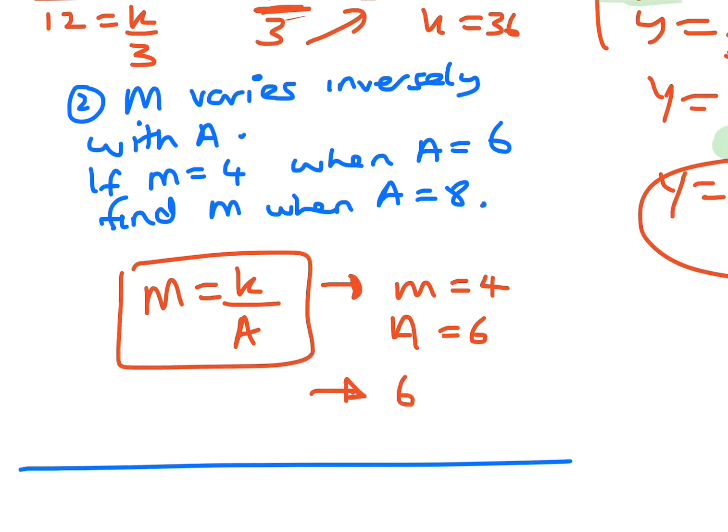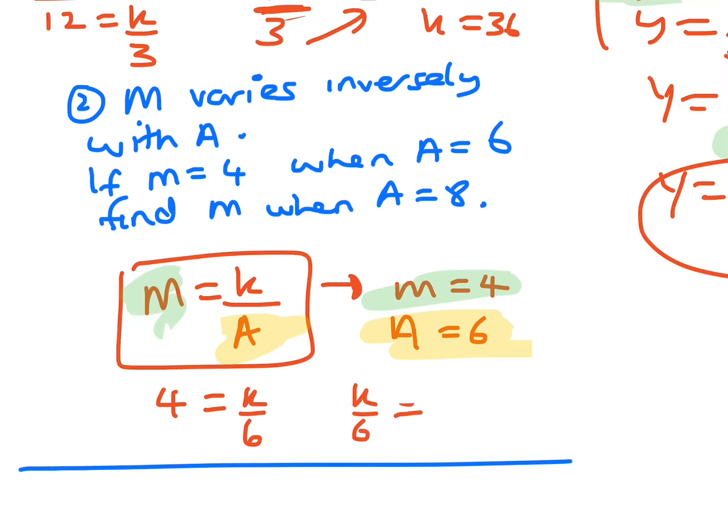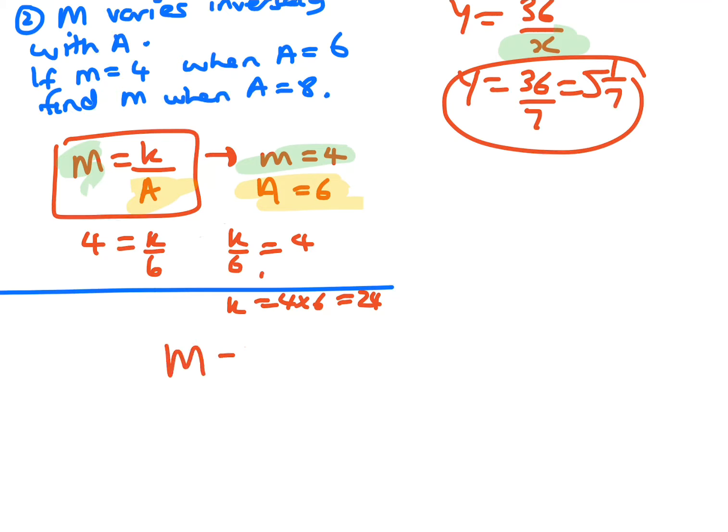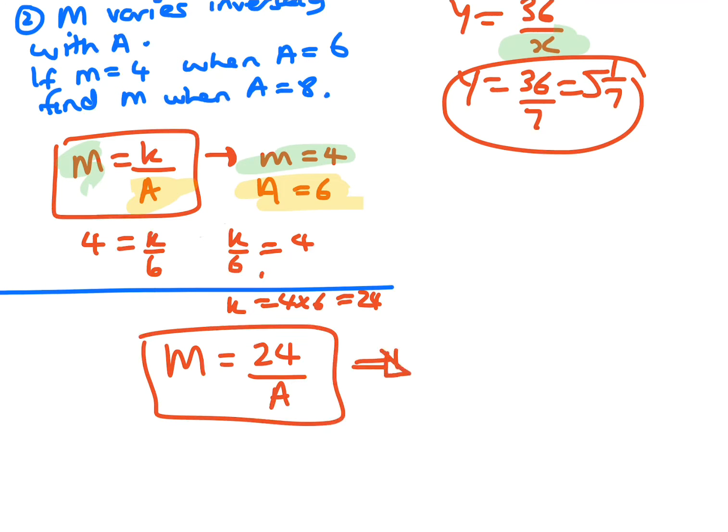So that means that 4, because we've got to sub in for m, we have to sub in the 4. And for a, we have to sub in the 6. So that means that 4 equals k over 6. So k over 6 equals 4. So k equals 4 times 6, which is 24. So what that basically means now is m is 24 on a. And that's your formula. So now let's just use it to answer the actual question.